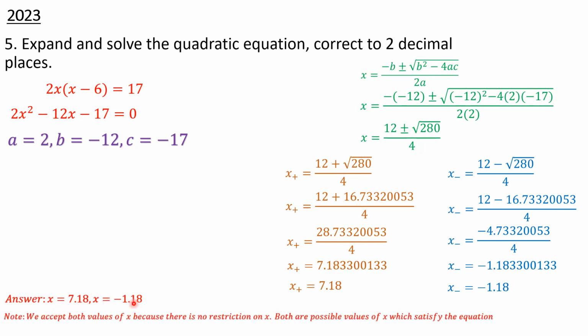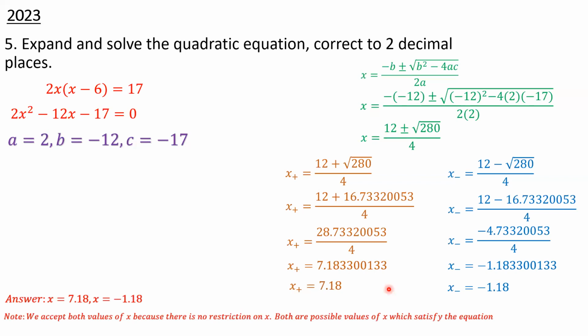Now, in this case, we accept both values of x. There's no restriction on x. x is just a real number. So both are possible values of x which satisfy the equation. So both of these values will make this equation true. Remember, these are approximations of the true value. Like the question said, we want the answer correct to 2 decimal places. So these 2 values will satisfy this equation, understanding that these are approximations of the true solution. We just approximate it, we round it.